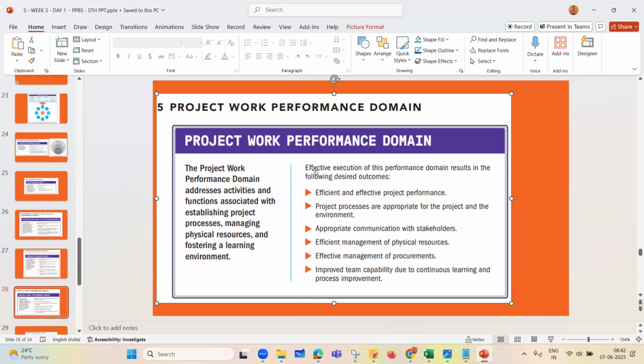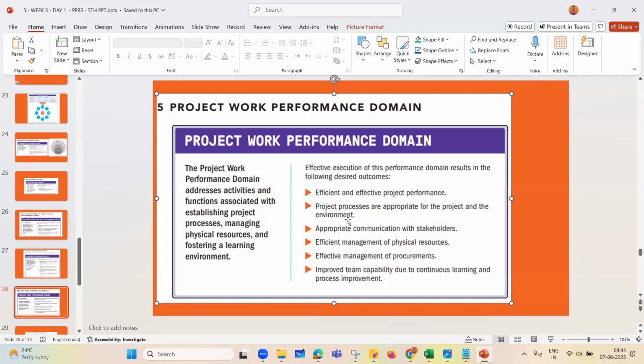Now the right side says that effective execution of this performance domain results in desired outcomes. What sort of outcome, everyone? Desired outcome. It means what all could they be? So it is efficient and effective project performance. The project will always be in demand. In fact, you will be such a reliable project manager that the leadership team will look for you the moment a new project comes into the office.